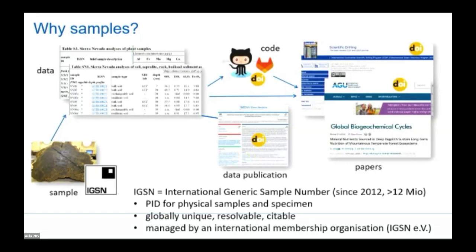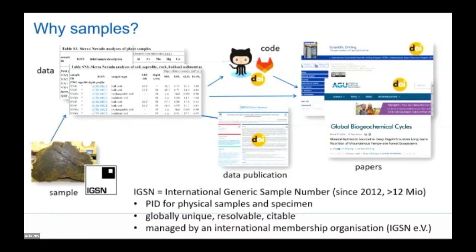So IGSN stands for International Generic Sample Number. It's governed by an international membership organization, IGSN-EV, since 2012. And we are speaking about more than 12 million samples. So it's not just a beginning project, but it's really developed. It is actually a globally unique and resolvable persistent identifier for physical samples and specimens.